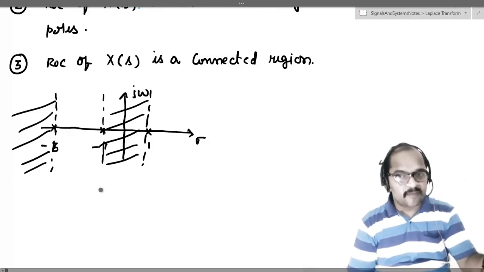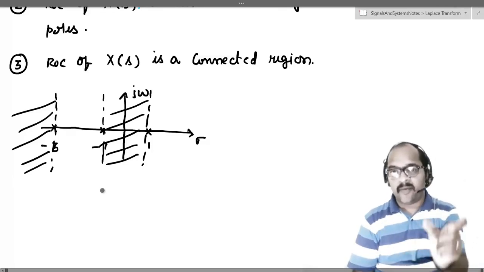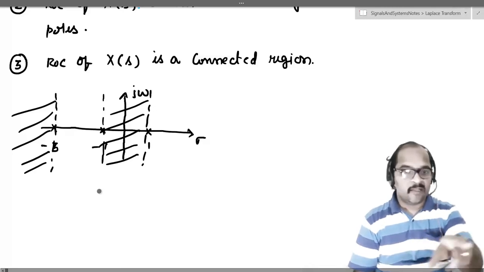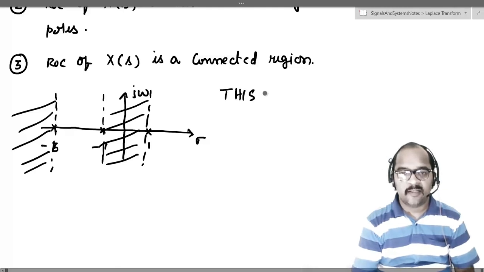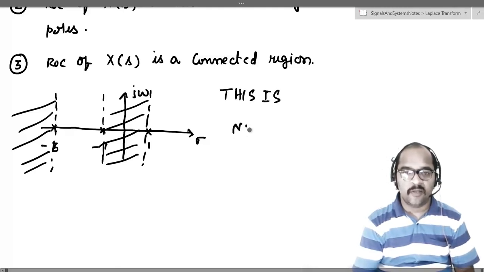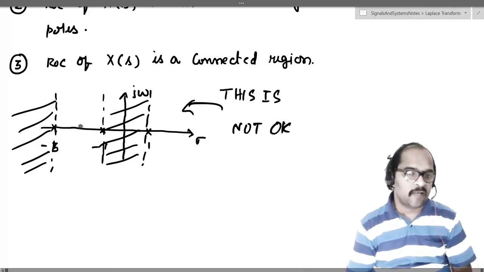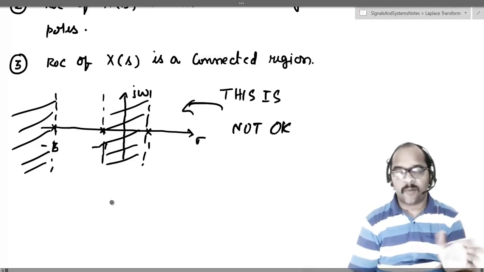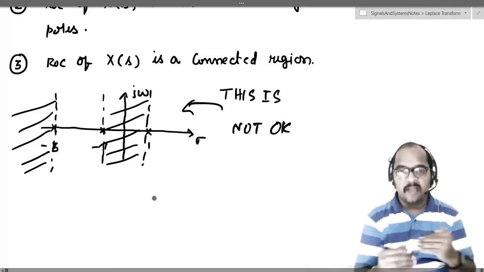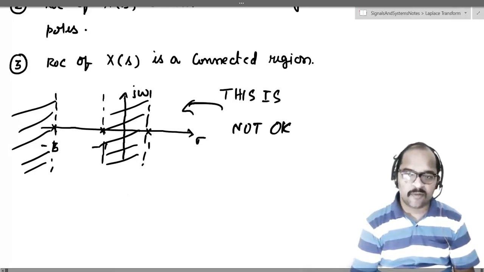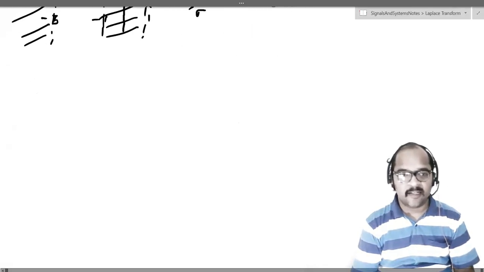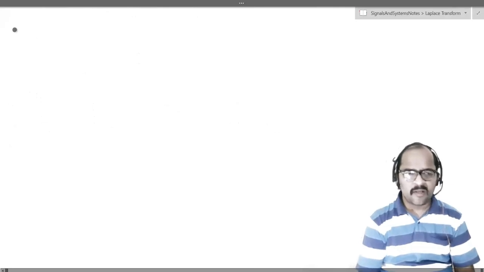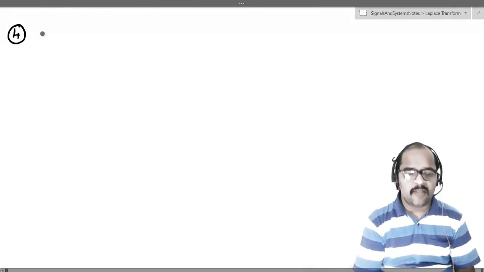So less than -3 is possible, or between -1 and +1 is possible, but this kind of double shaded region is not possible. Any one is okay, but both of them cannot be okay. Why? There is no common region of convergence. So that's what we mean by ROC of X of s is a connected region. Right. So next, let's take the fourth property.